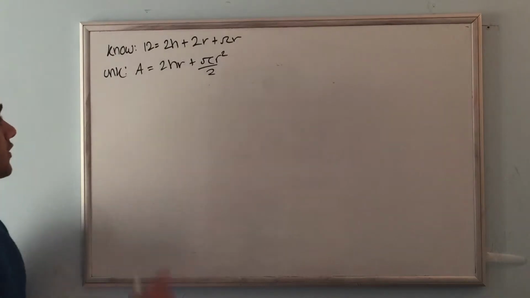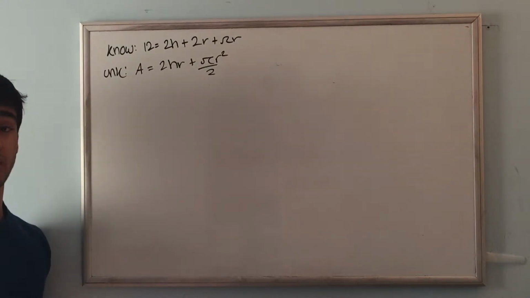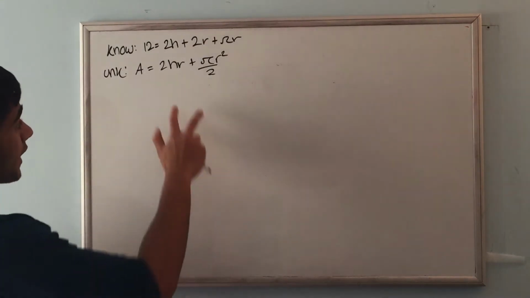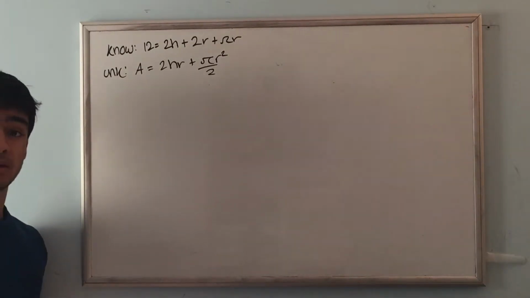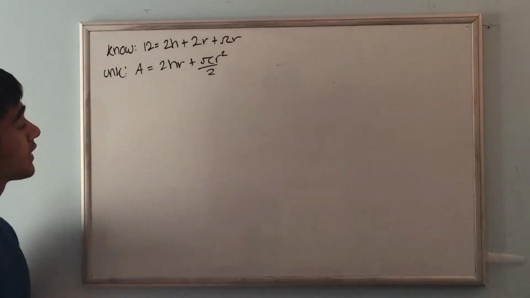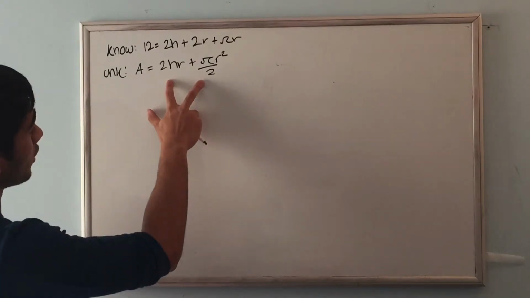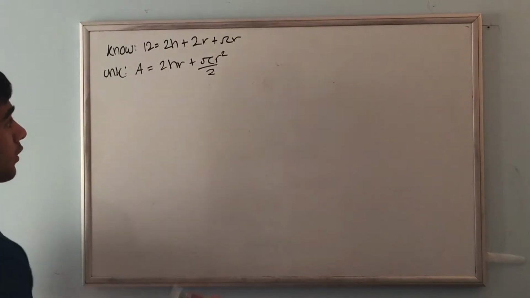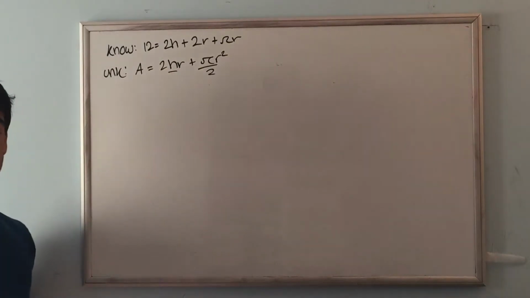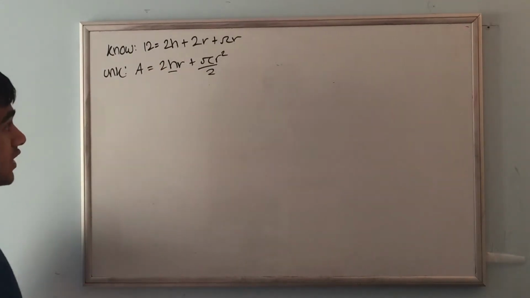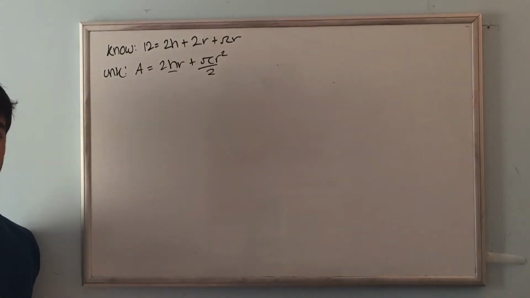So here are our known and unknown equations, and at this step we want to maximize A, so we want to take the derivative of A and set it equal to 0. But notice how we have two variables on the right side of the equation, and so we can't take the derivative, so we want to make this whole right side in terms of one variable. Notice how there's only one h, so the best thing is to solve the known equation for h and substitute that into the unknown equation. So then we can take the derivative and set that equal to 0.